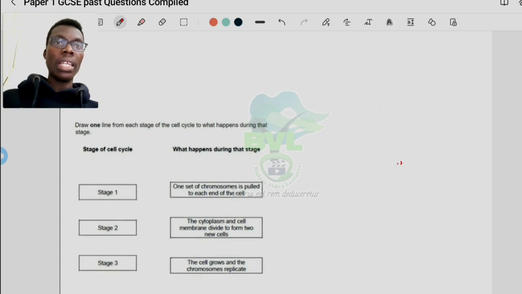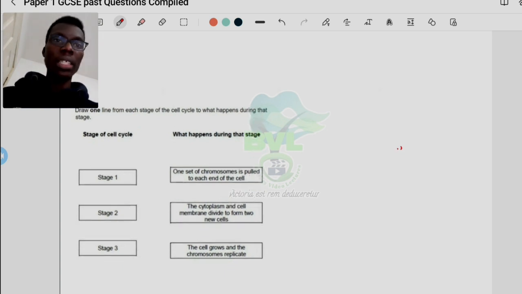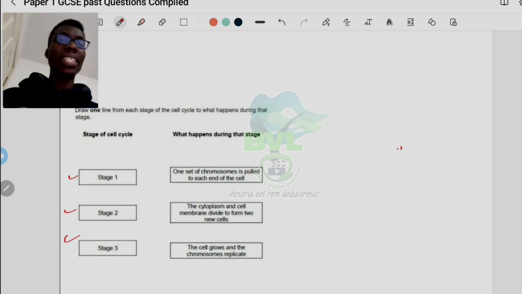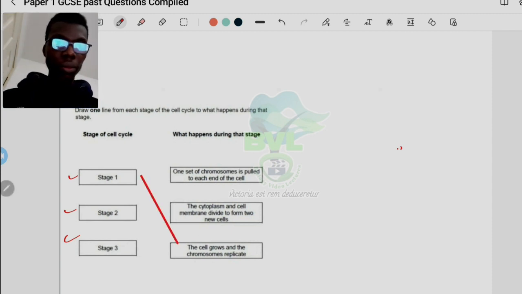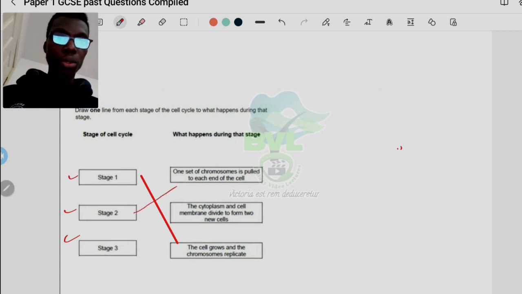Moving on. Now it says here, draw a line from each stage of the cell cycle to what happened during the stage. So these are the stages here and these are the events. Bear in mind that this is not all the stages, just an extract from it. So stage 1, that will be this one. Yes, the cell grows and chromosome replicates. Then in stage 2, one set of chromosomes is pulled to the other side.